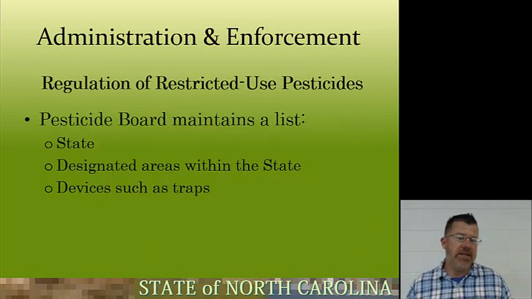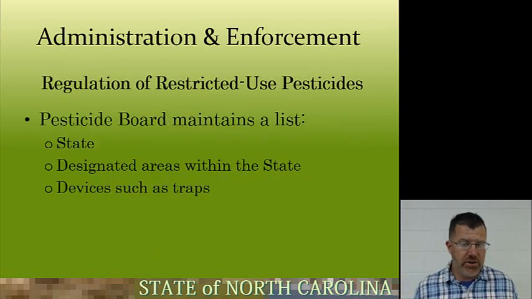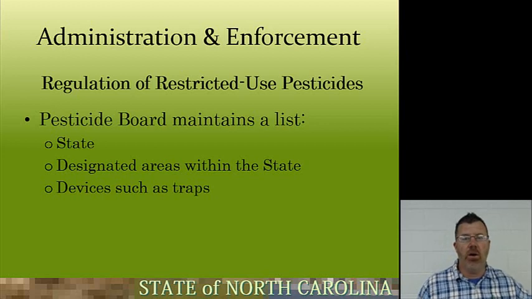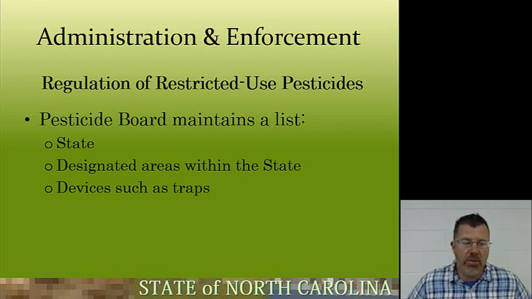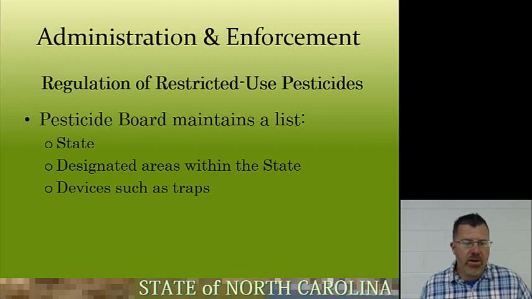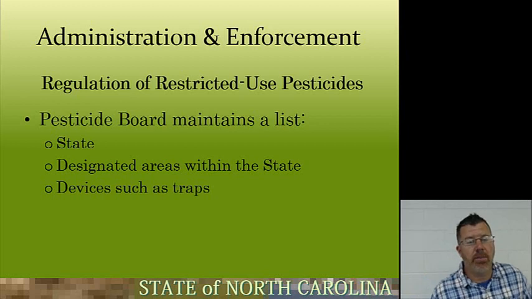The Pesticide Board maintains a list of restricted use pesticides, whether it's totally banned in the state or banned in designated areas of the state. There may be some pesticides that you can't use near wetlands or where there's probably an endangered species. The pesticide may harm the animals that are on the endangered species list. And then it's going to list devices that are illegal to use as traps.